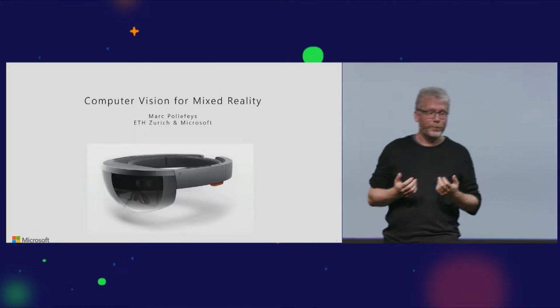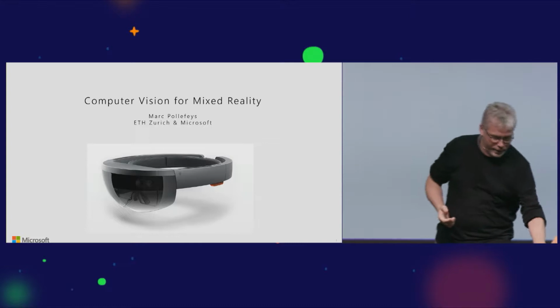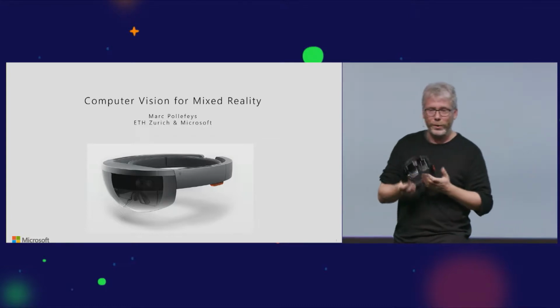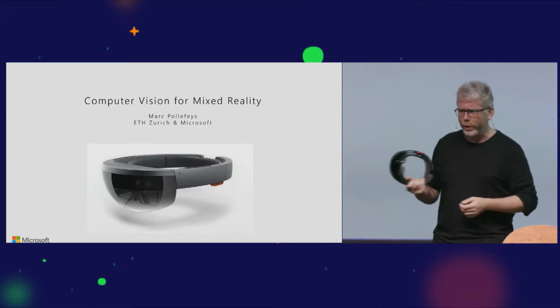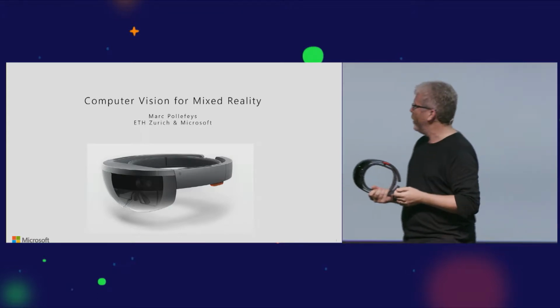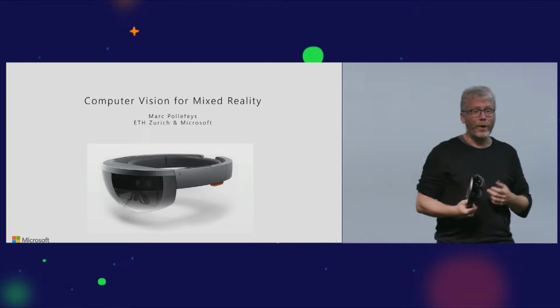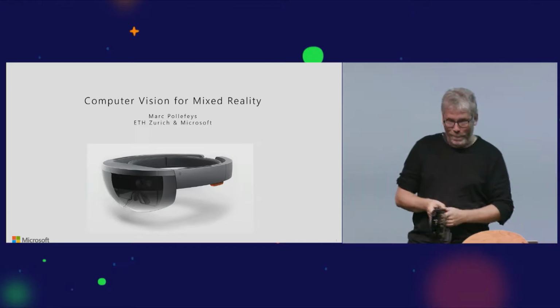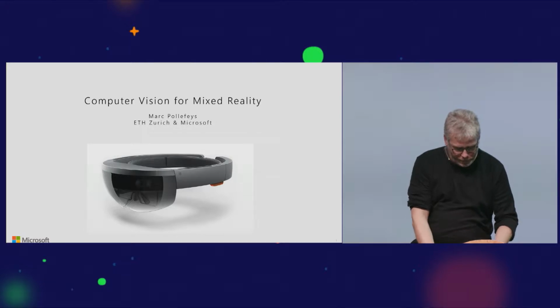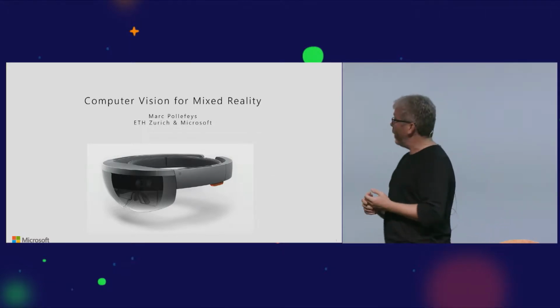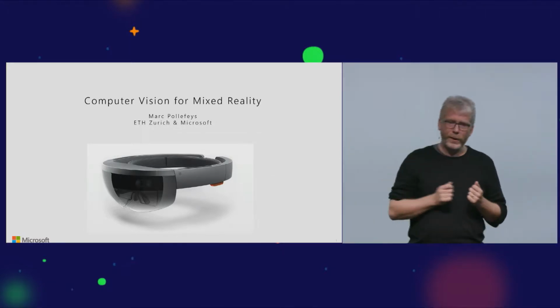So HoloLens is one of those mixed reality devices. Here's an example. You could try it out earlier during the demo sessions. So this is a product Microsoft brought out 2 years ago. In the meanwhile, of course, we've been working very hard on the next generation. I can't say much more about that, but I'll give a few hints during the presentation. But before we get there, there's a few things I want to say.